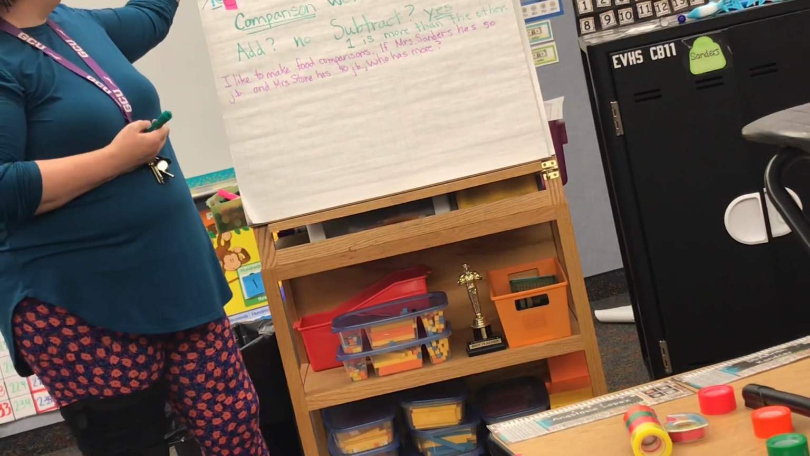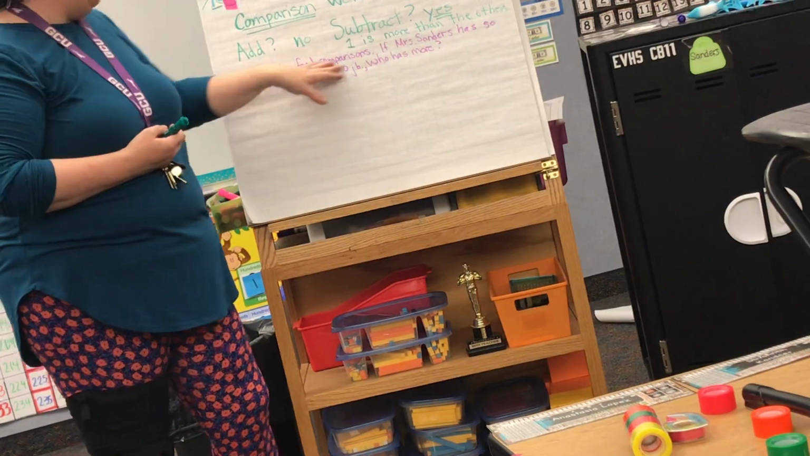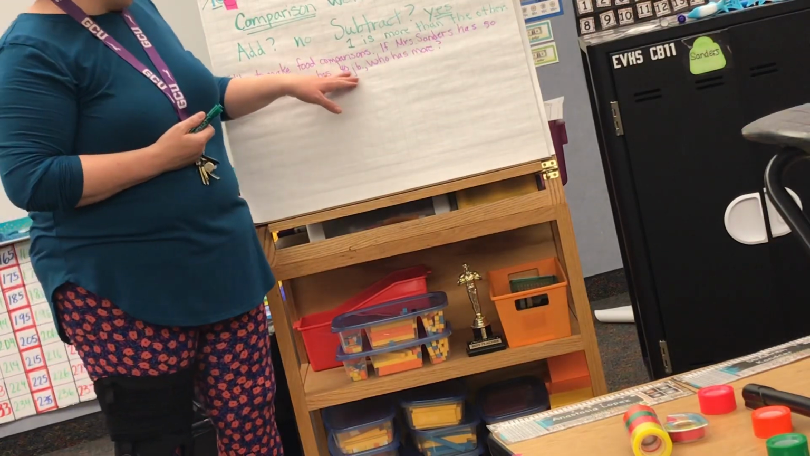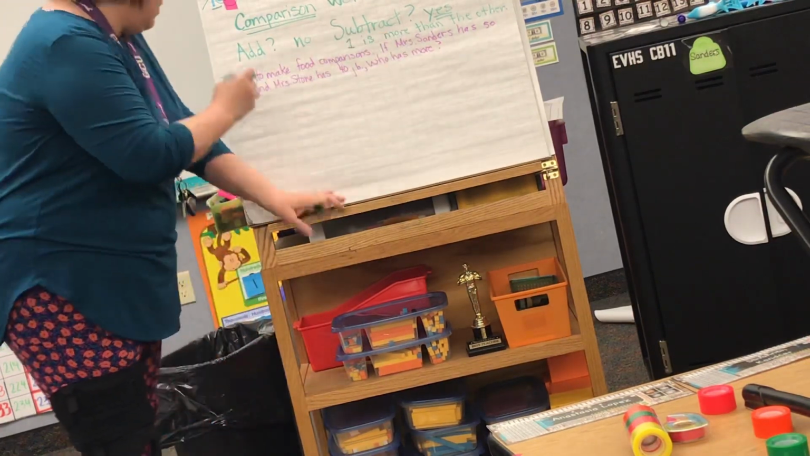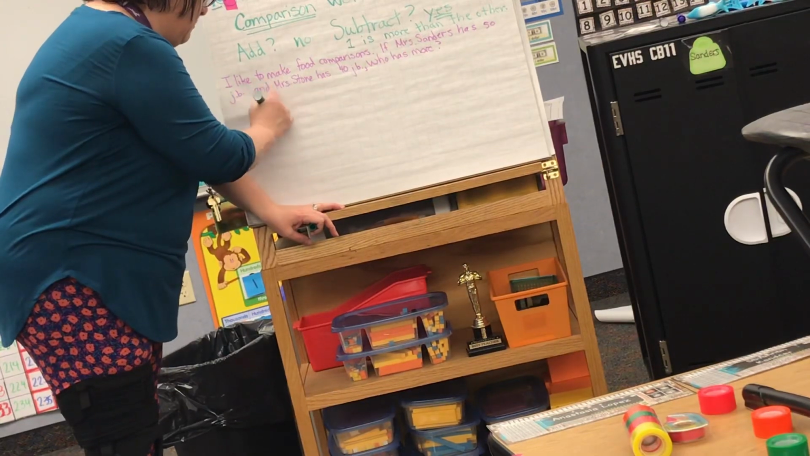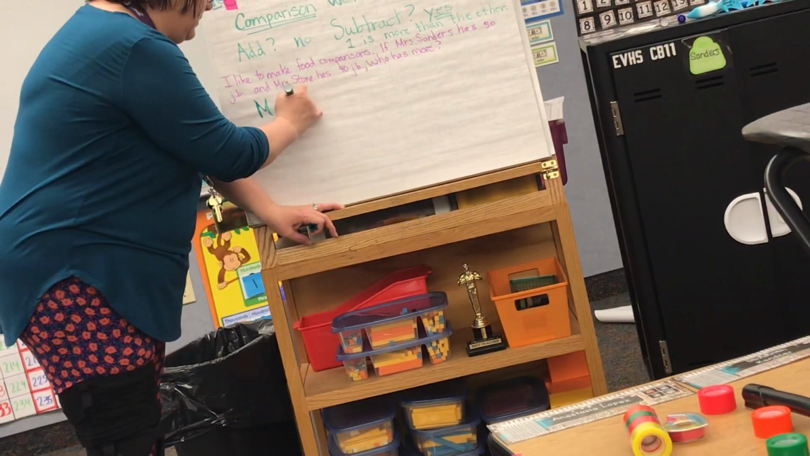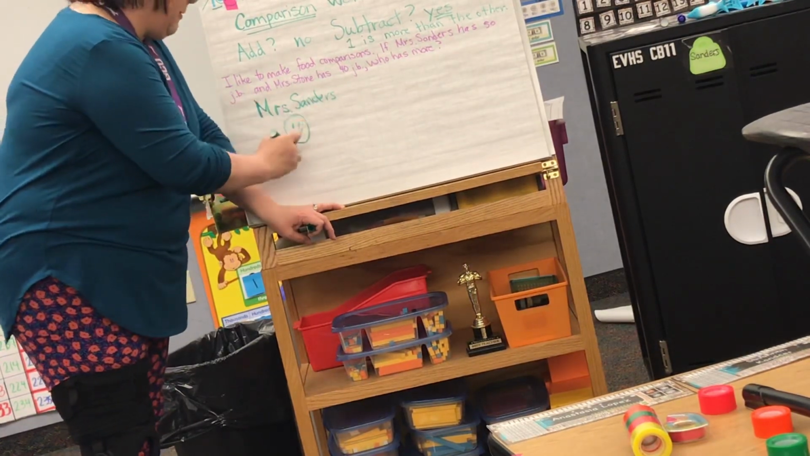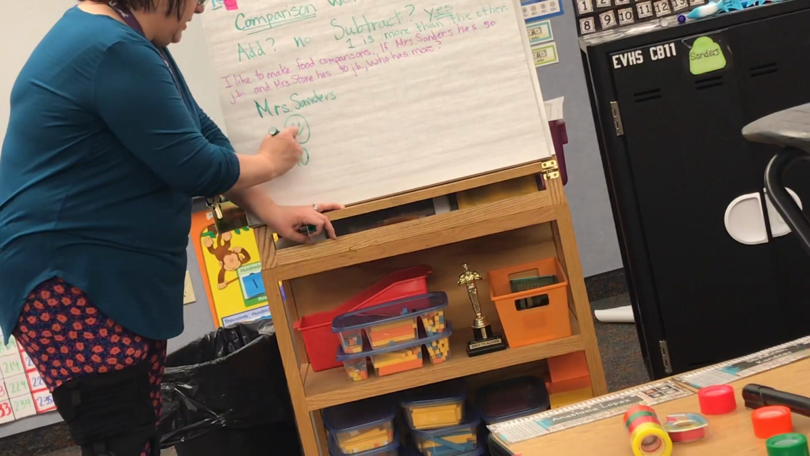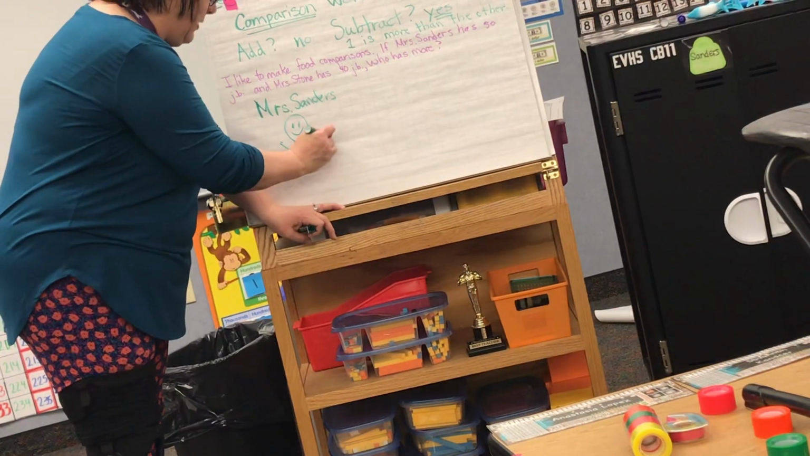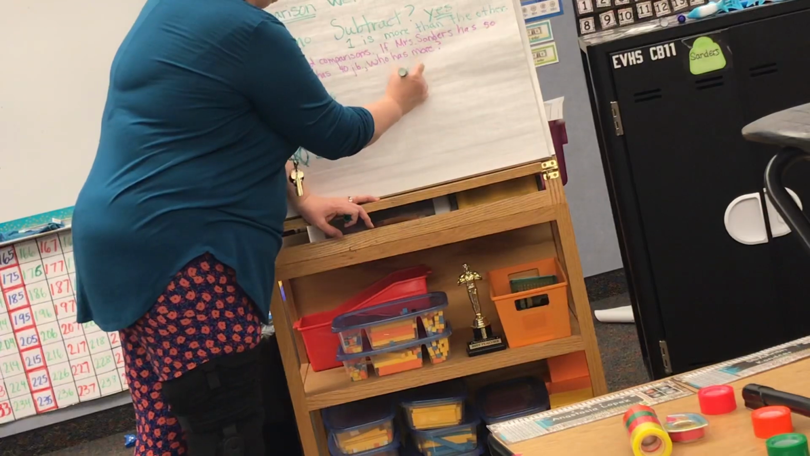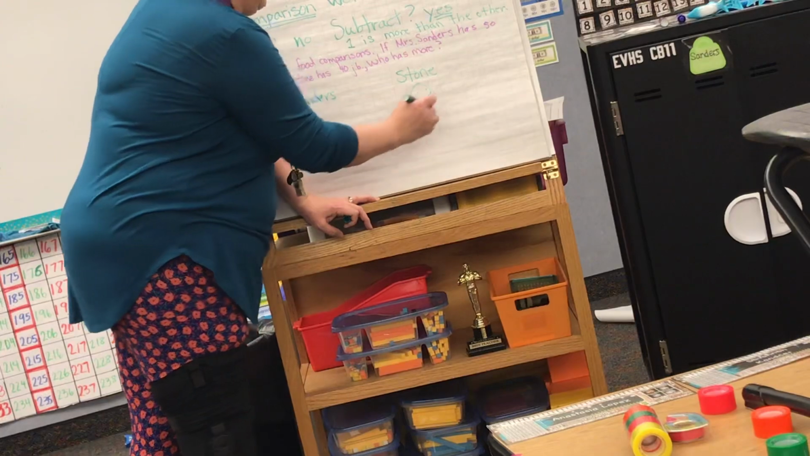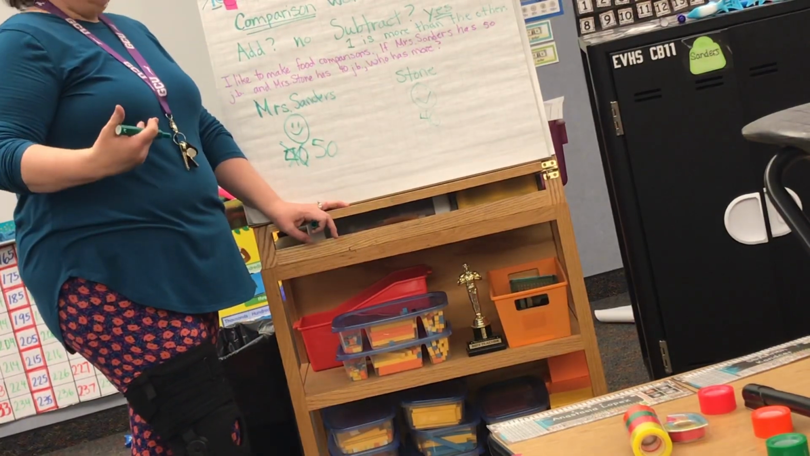How about this? Mrs. Sanders has 50 jelly beans, and Mrs. Stone has 40 jelly beans. Who has more? So here is Mrs. Sanders. She has 50 jelly beans. And Mrs. Stone has 40 jelly beans. Who has more? So I have to compare.